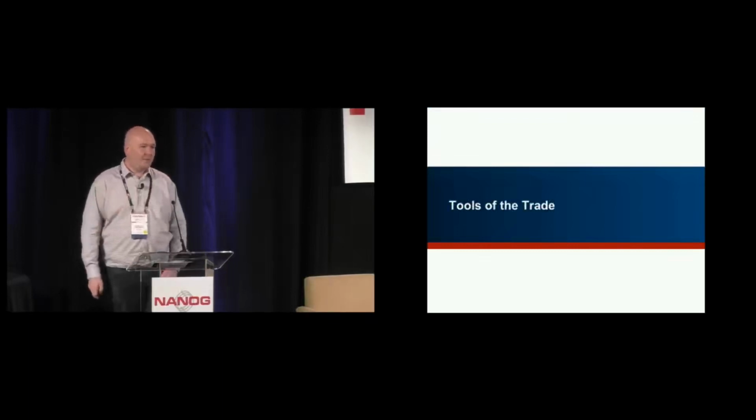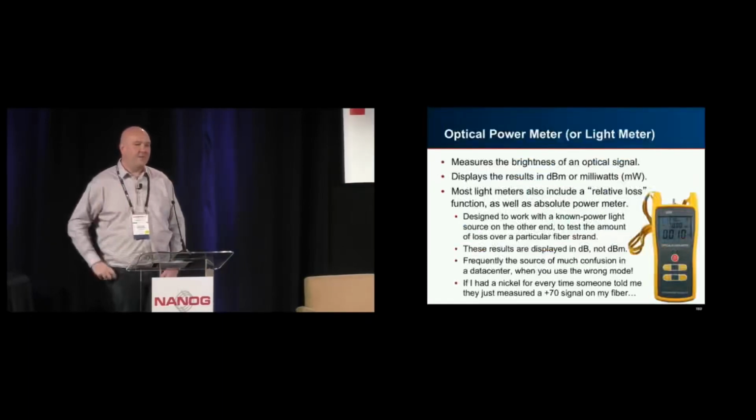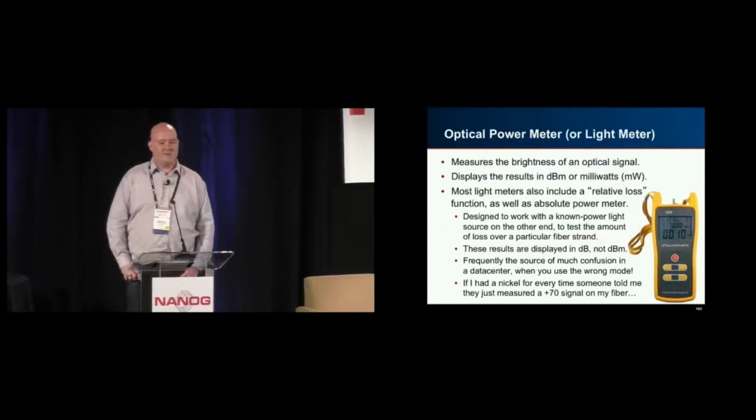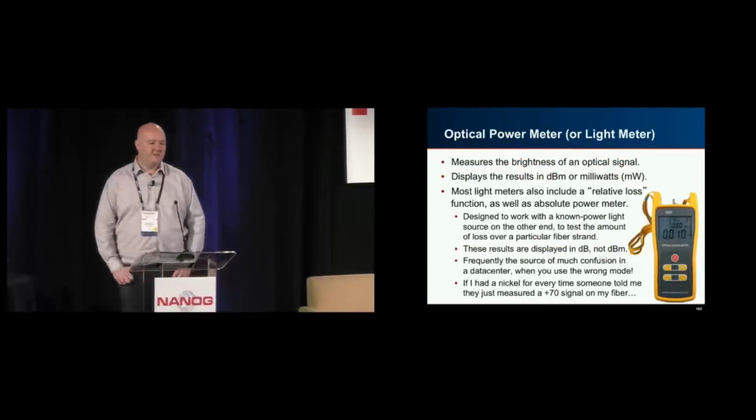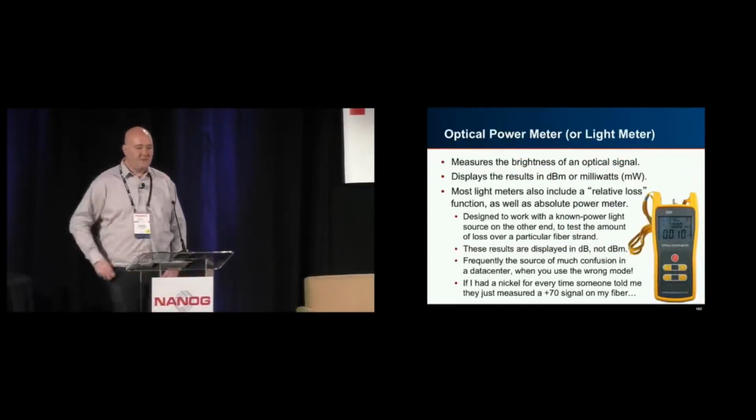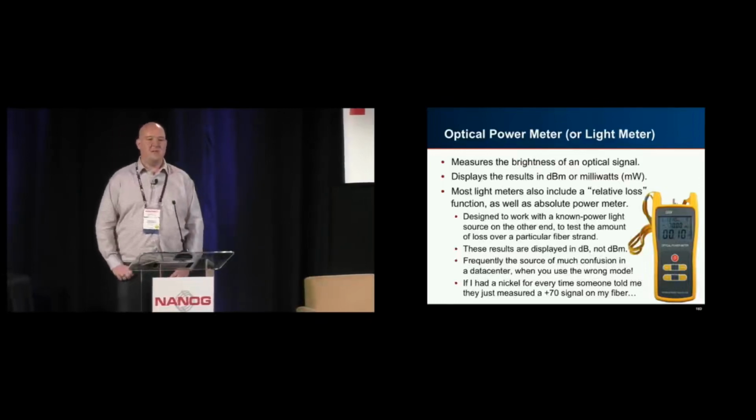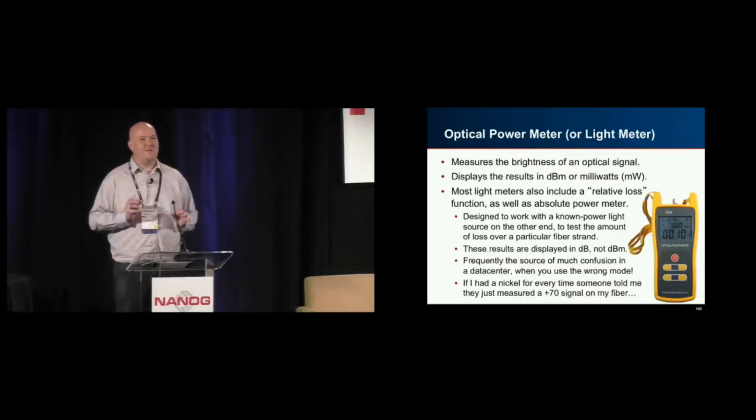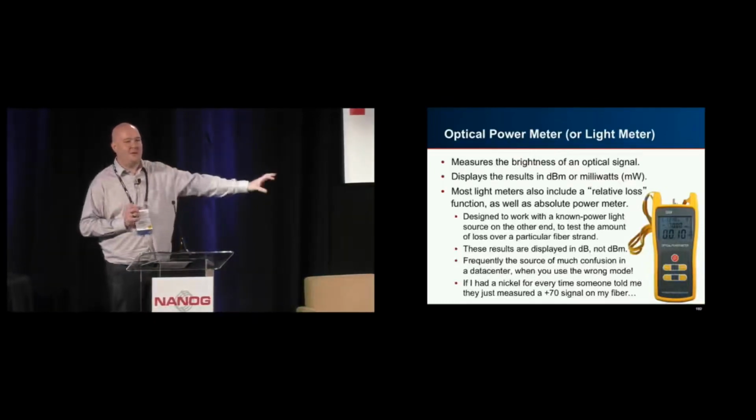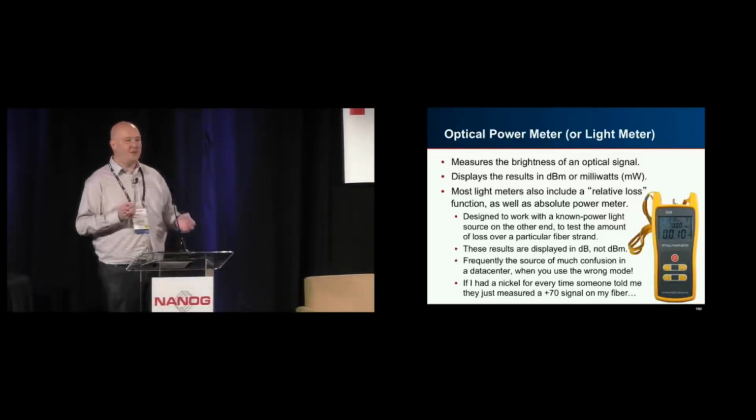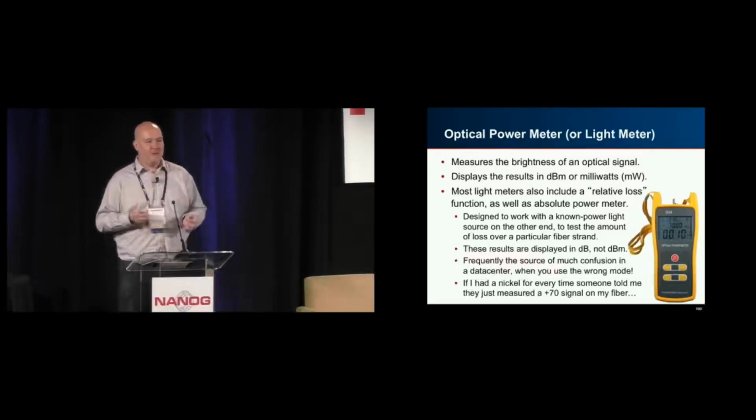So now a quick word about the tools of the trade in working with fiber systems. The most common thing that you'll see in the real world is something called an optical power meter, or just a light meter. All this is, is a little tool that measures the brightness of a signal and displays the results. But remember that most of these light meters have what's called a relative loss mode. This is where the distinction between a dB and a dBm comes in. If you use it in the dB mode, you're expecting to have a known transmitter on the other side, and you put it in this mode because you want to measure the loss over a piece of fiber. When you put it in dBm mode, you want to know how much light am I actually seeing.